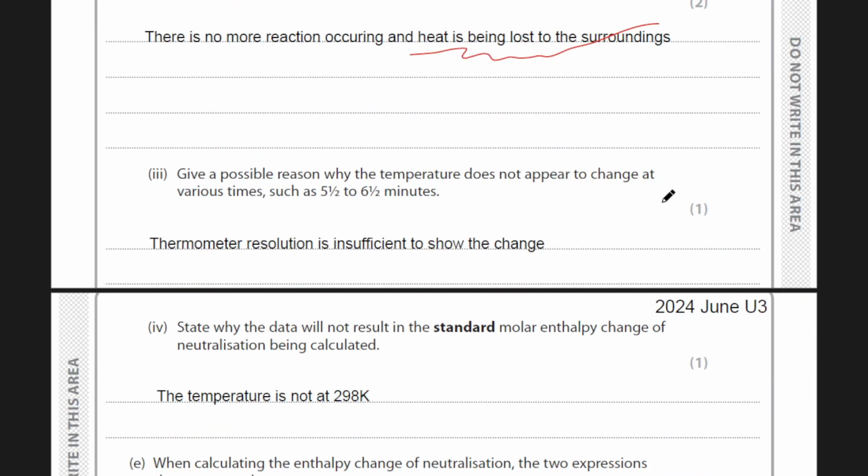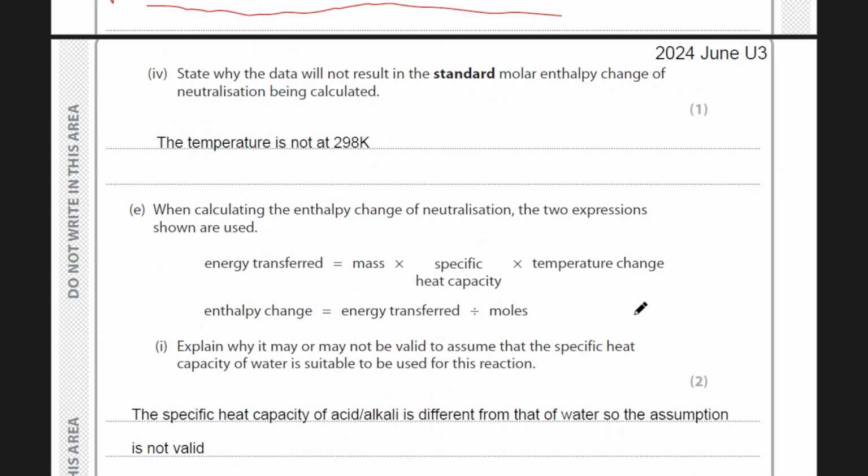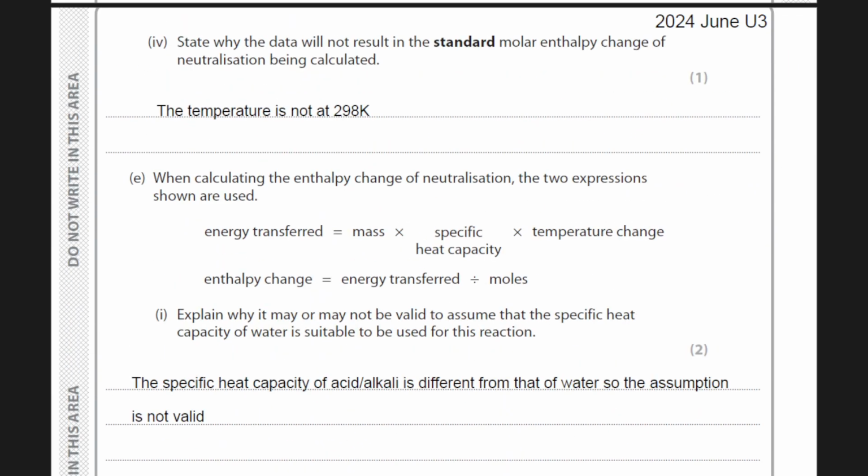So that's one thing. Another thing is to give a possible reason why the temperature does not appear to change at various times, such as 5.5 to 6.5 minutes. We can say that the thermometer resolution is insufficient to show the change. Yes, the values in the thermometers might be insufficient to show the change. So that's the reason why we don't get to see the temperature change at various times, such as 5.5 or 6.5 minutes.